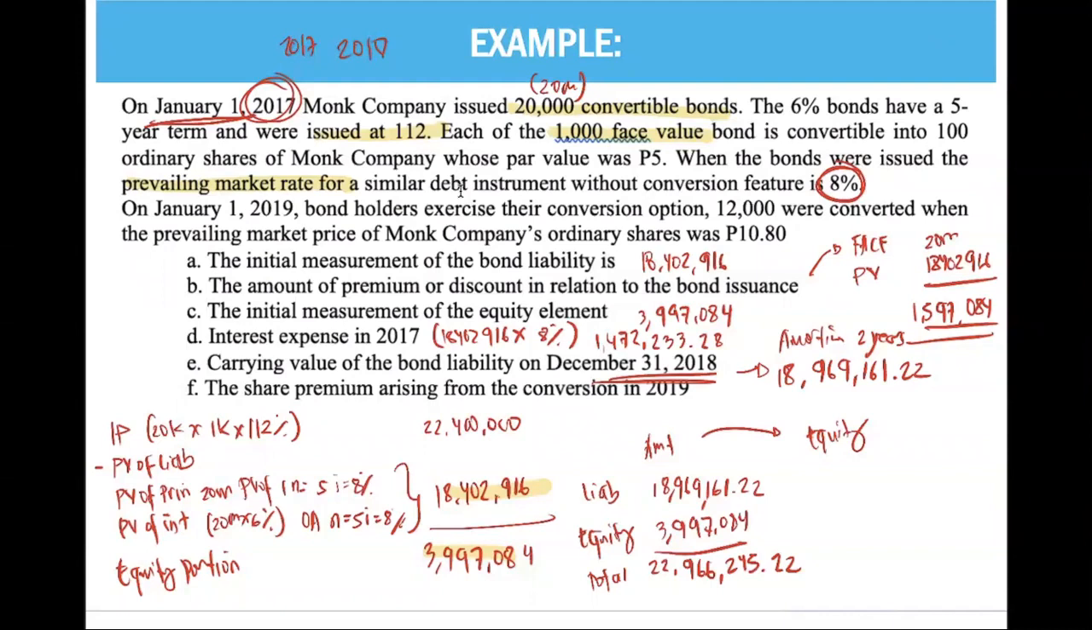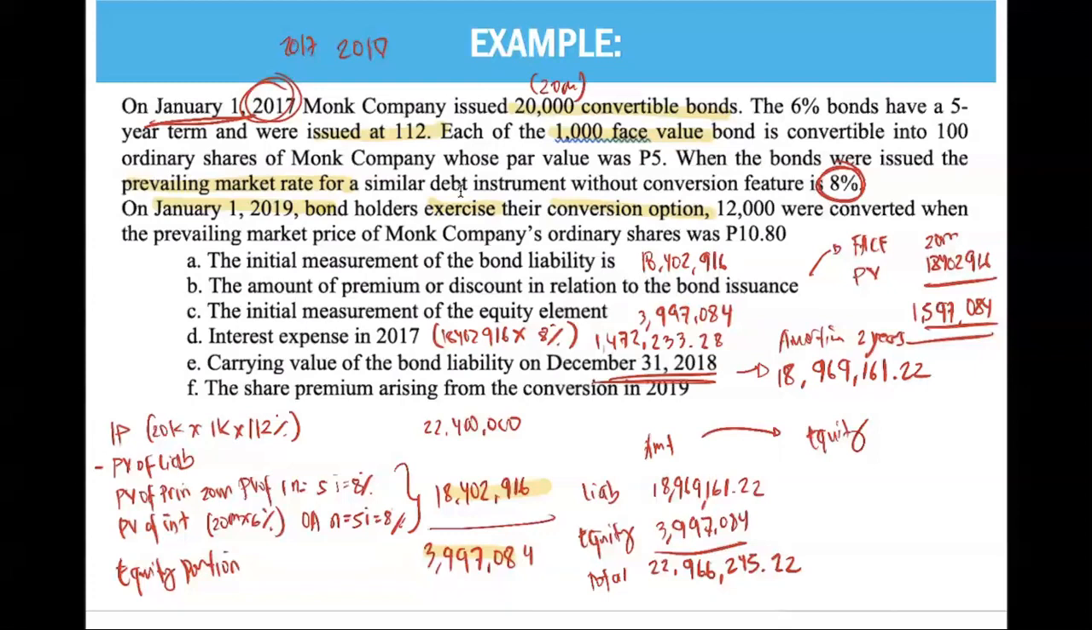Sir, why do we need to look at January 1, 2019? Because January 1, 2019 is the exercise of your conversion option. If we exercise, the total carrying amount will be transferred. What is the carrying amount of liability? We computed it. What is the carrying amount of the share premium conversion? 3,997,084. Remember this also: only the liability is amortized. The share premium conversion will remain the same.